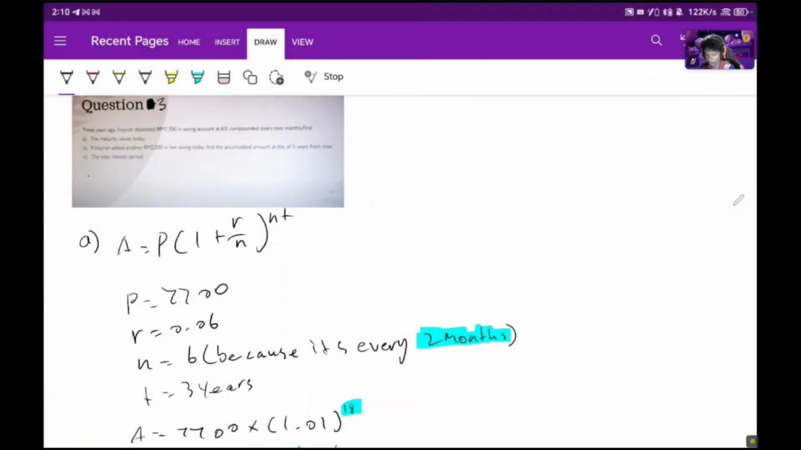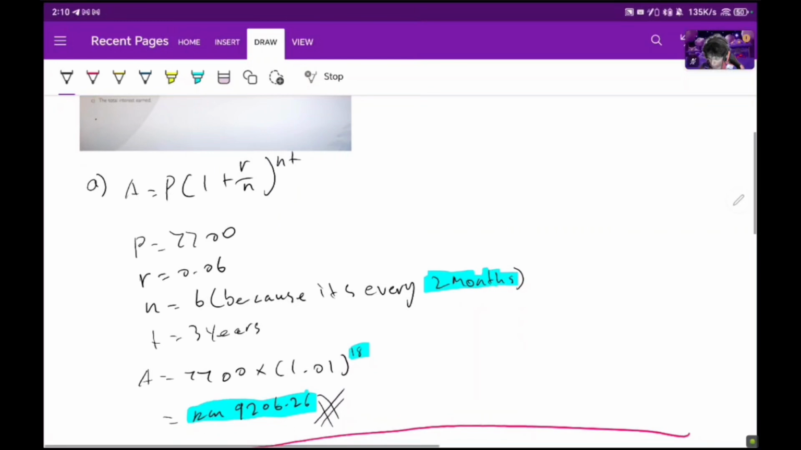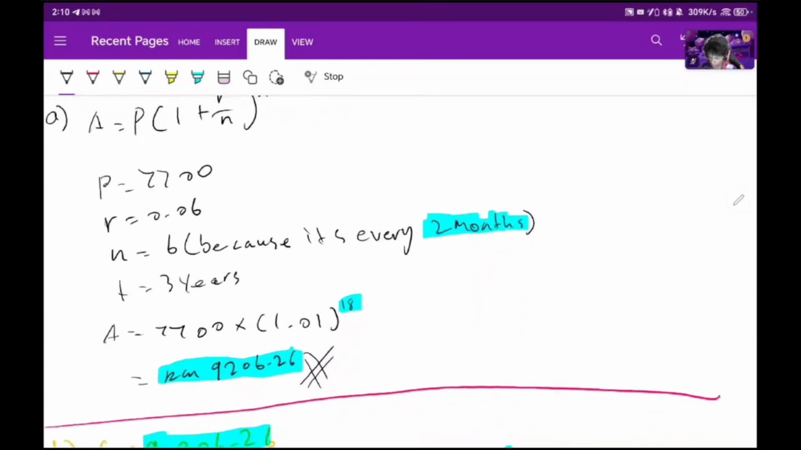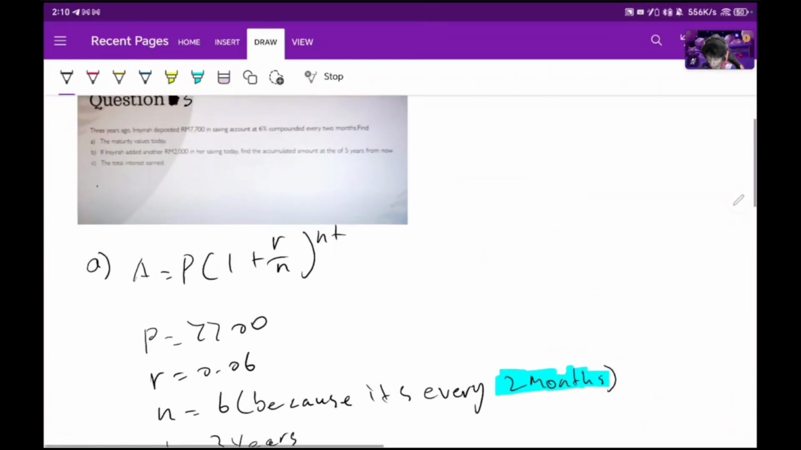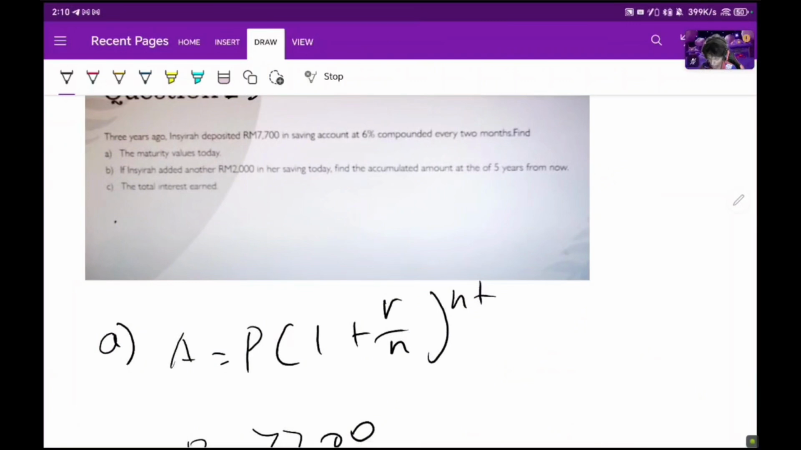Assalamualaikum. I'm here to explain the question 3. I will present the question 3 about compound interest. So we look at the question. Inshira deposits 7,700 into a saving account with 6% interest per year, compounded every 2 months. So to find the maturity after 3 years, we're gonna do the question A first.